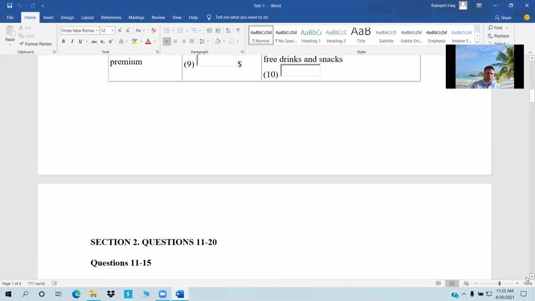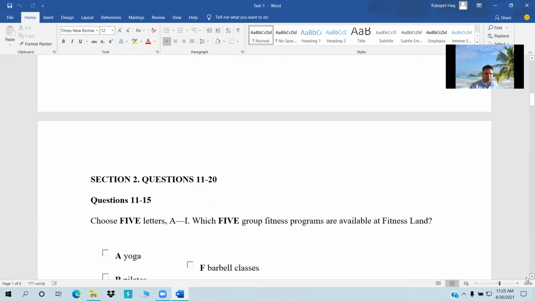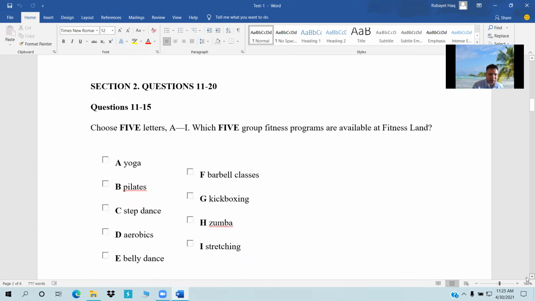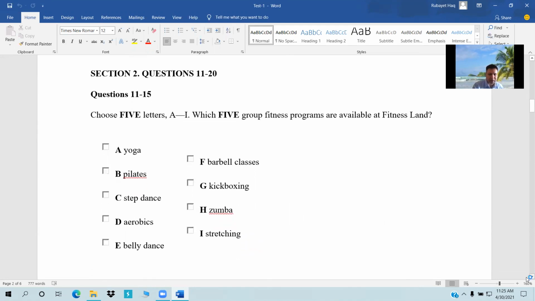So we're moving on to section 2. It's called selecting factors. Choose 5 letters A to I. There are 9 options given over here. So you have to choose any 5 of them.